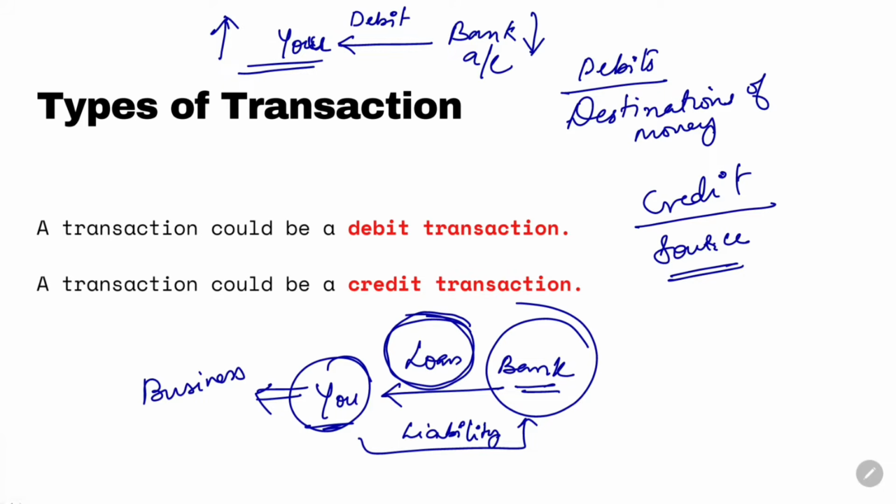Now in case of other than bank, if you have taken from any creditor, then also the transaction is actually causing you a liability. Okay, so that is also understood, right? In case you are not understanding anything, feel free to stop, pause the video, go back and start again.